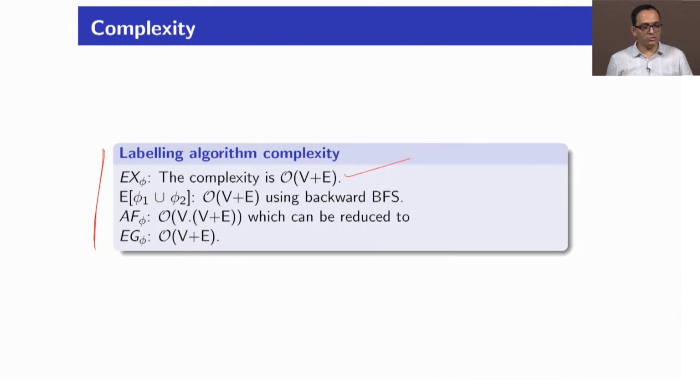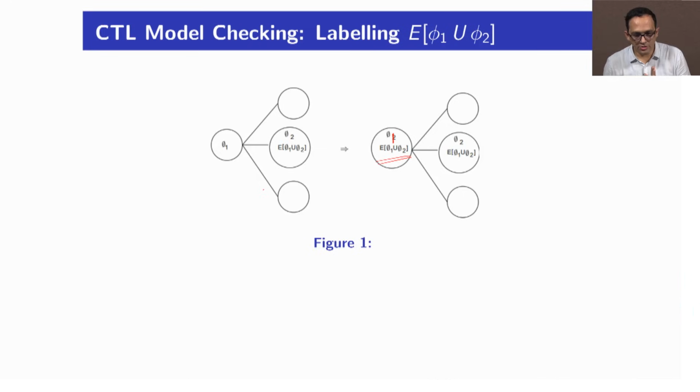Now let us look into E phi 1 and phi 2. Here I can also achieve V plus E using backward BFS, which I will explain. Let us now look into E phi 1 until phi 2. We already know the states where phi 2 holds; in those states E phi 1 until phi 2 holds. I can do this in order of V: go to all the nodes, check whether phi 2 holds there, and mark them E phi 1 until phi 2.